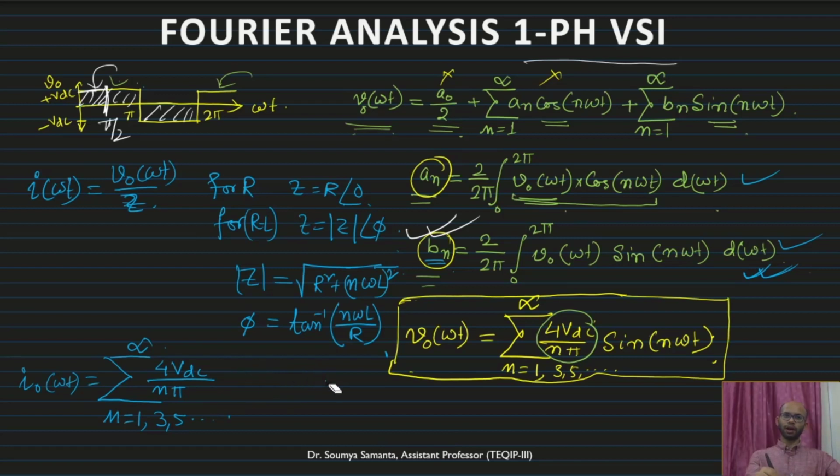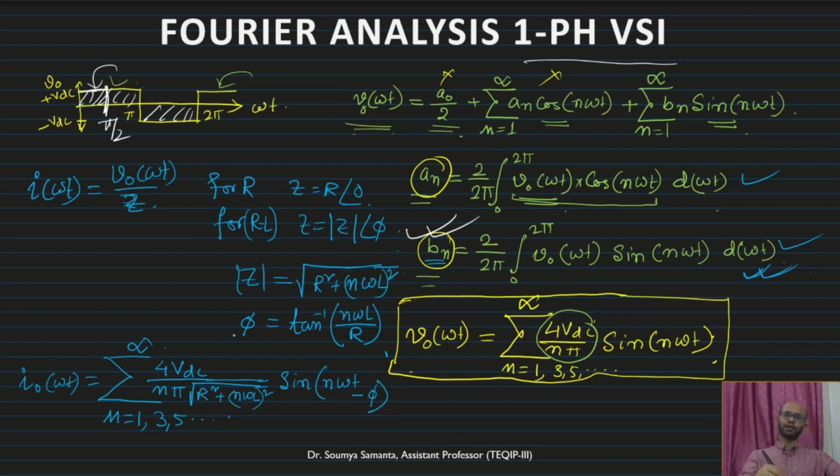If it is RL load, then this one will be the square root of R square plus N omega L, the whole square of this one, sorry, sine of n omega t minus phi.